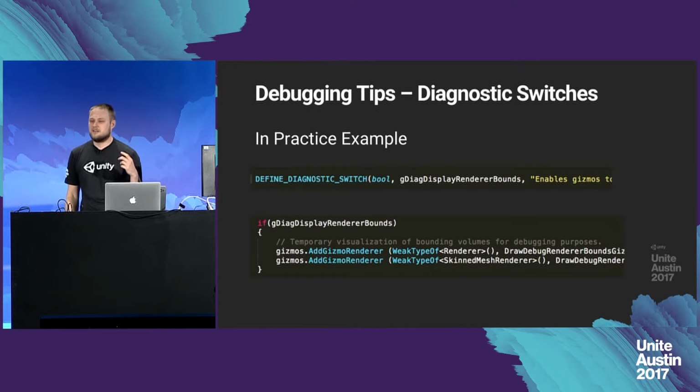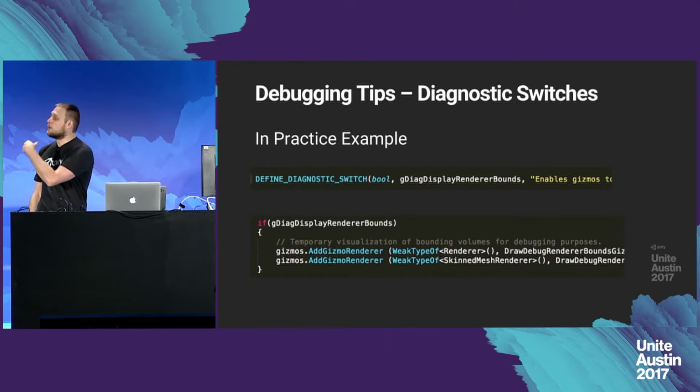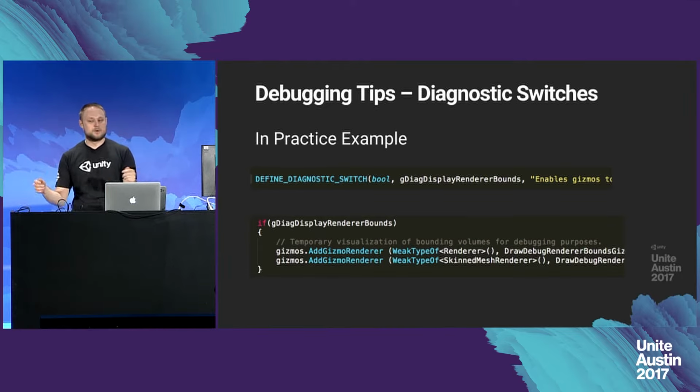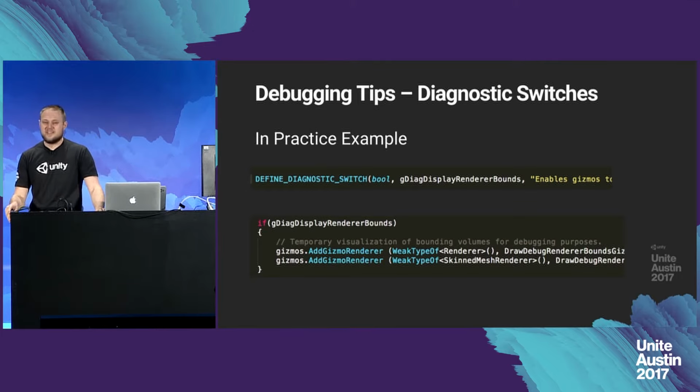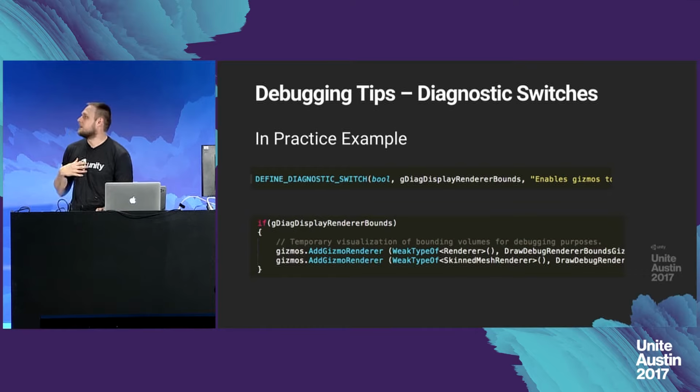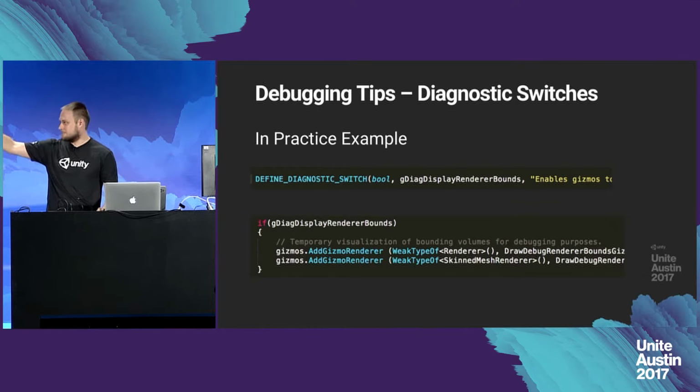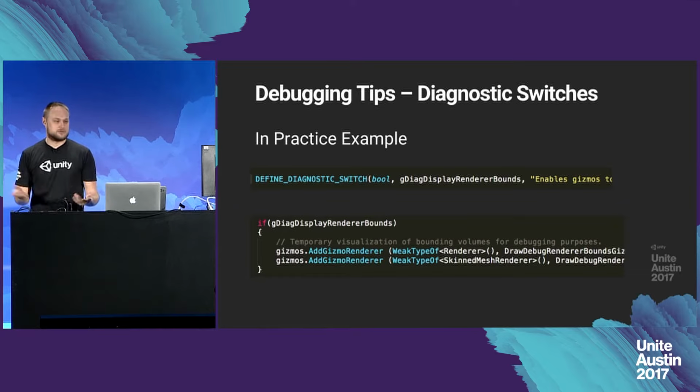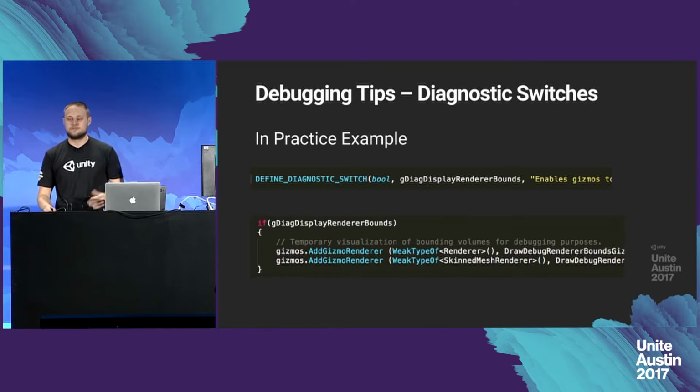And then in the actual code where we want to use it, we have a simple if that says if we want to use this diagnostic switch, we're going to add some gizmos. So go ahead and do whatever the debug thing is that we want to do. Again, it's really simple, right? If I was a programmer who came onto the team and needed to work on this code, I see it right here. I go, oh, hey, there's a gdiag switch here. I can just turn that on and maybe I can figure out what's going on. So it's really useful.